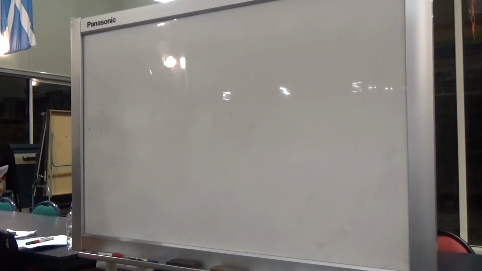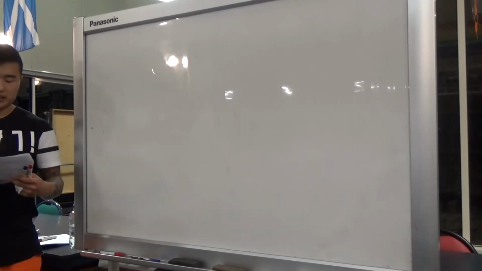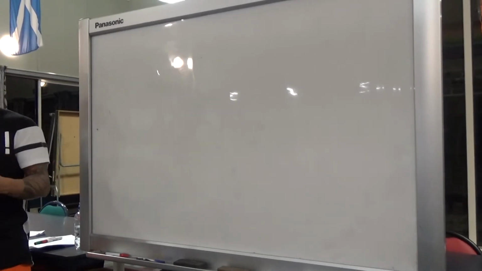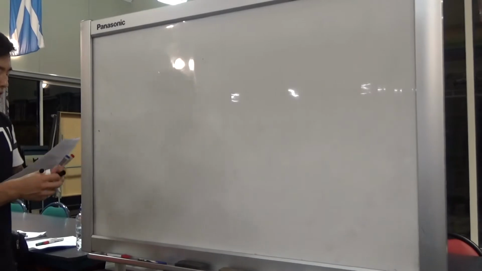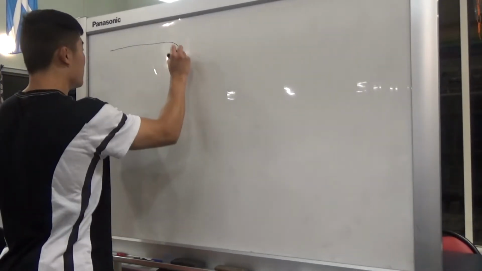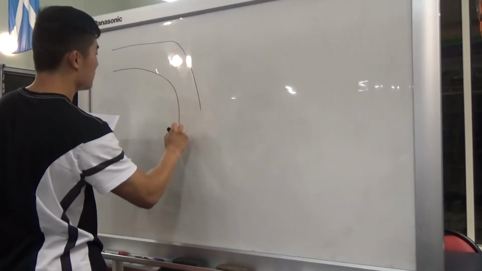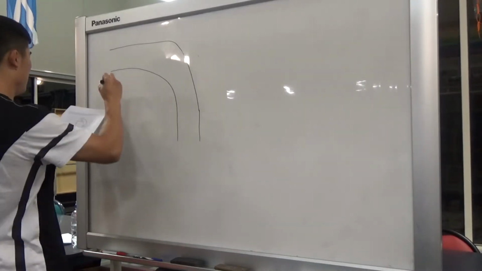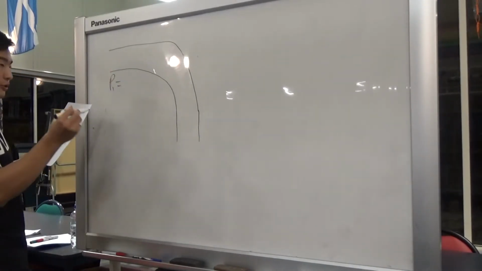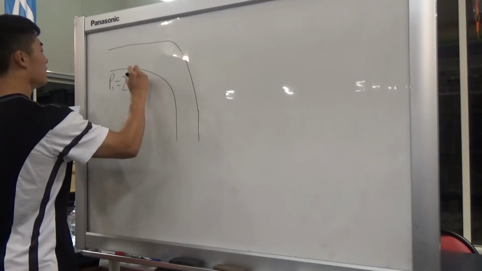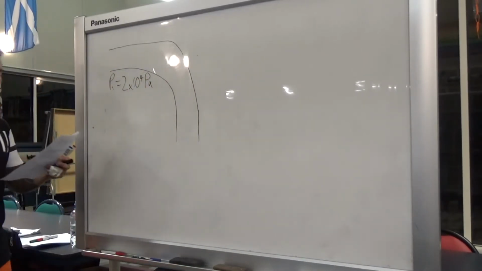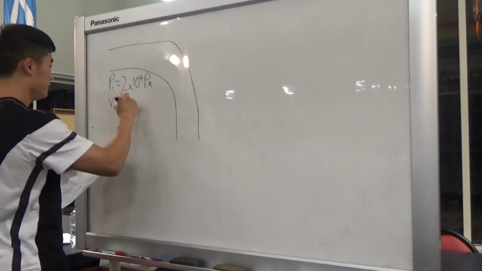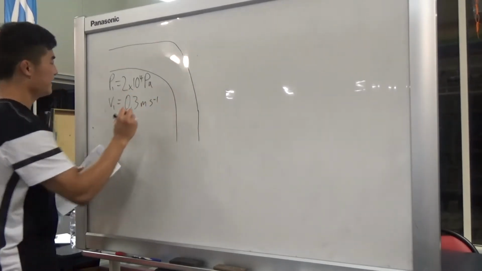Okay, so question 7. Water flows in a pipe which is initially horizontal and then bends to point directly downward as shown in the figure below. At point A, the water has a gauge pressure of 2 times 10 to the power 4 pascals. We'll call that P1. And the velocity at this point, V1, is equal to 0.3 meters per second.